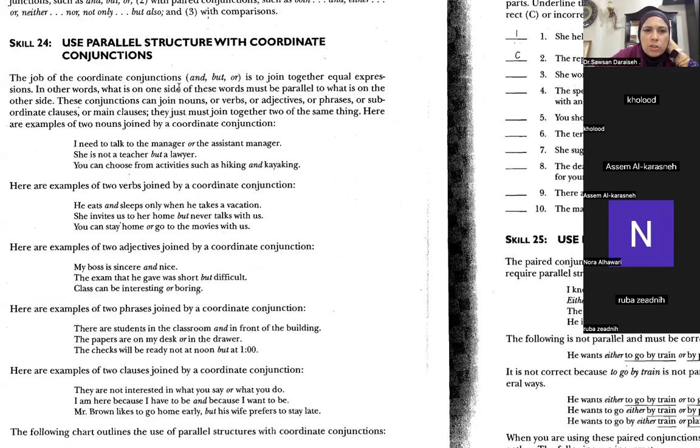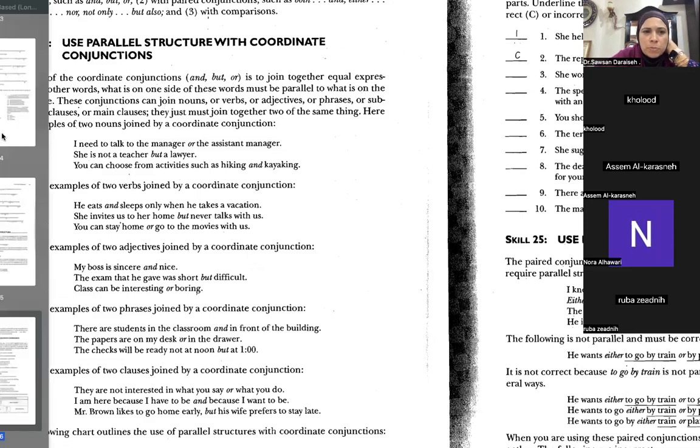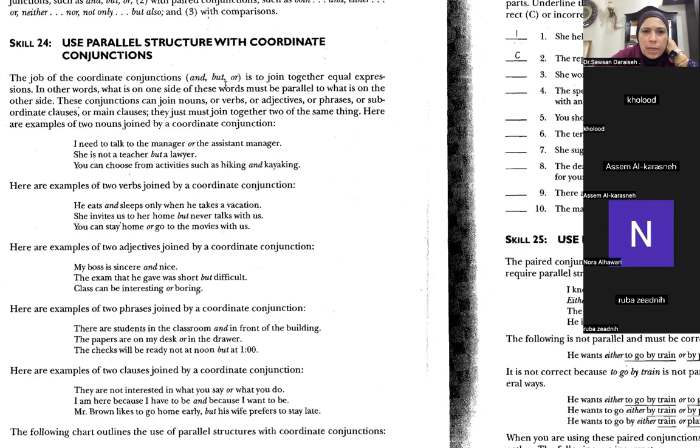So these are coordinate conjunctions. Do you remember them? And, but, or. What else did we take? You remember? Yet, right? And so, those were the conjunctions that we call coordinate conjunctions, coordinate connectors. All right. So the job of the coordinate conjunctions and, but, or, we only need these in these sentences, because the others we don't use in such sentences, is to join together equal expressions. What's the goal? To use it to connect equal expressions.